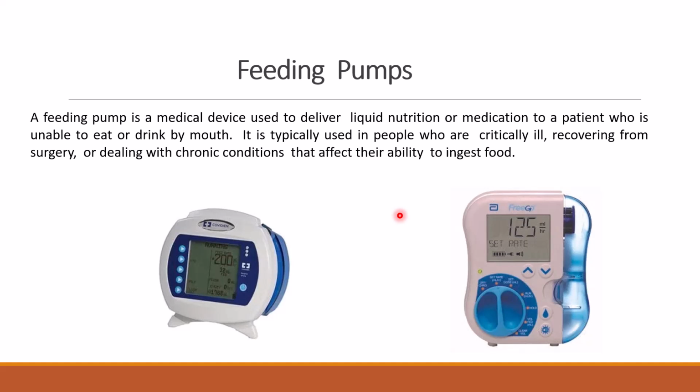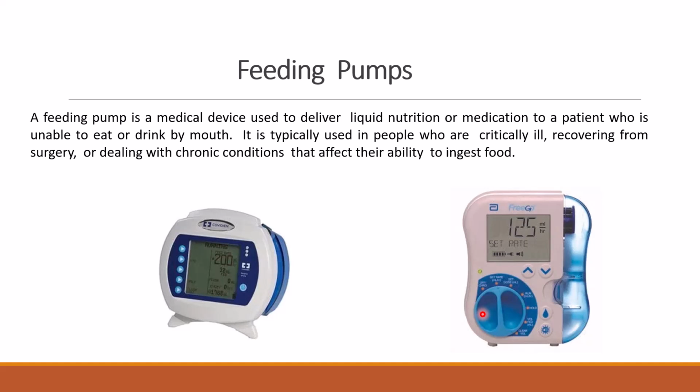So this is different from the infusion pump. The infusion pump is used to deliver medications, and this one delivers nutrition. Sorry, the most common two brands are Frigo and Kangaroo. We have a special set here for both of them, and we are going to control the flow rate. We are going to control the volume also. All of these things can be determined by the main unit of this device.